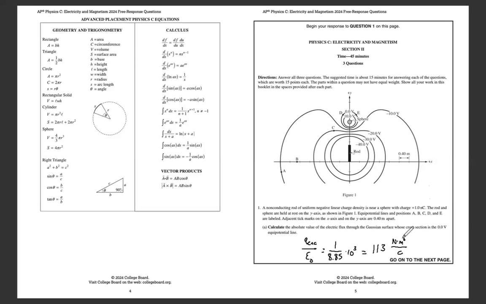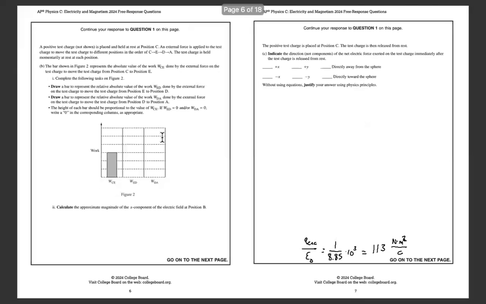All right. That's it for that page. Let's move on to the next one. Another work done stuff, going from C to E, E to D, D to A, and then calculate the approximate magnitude of the electric field. So same sort of a thing from the first one.